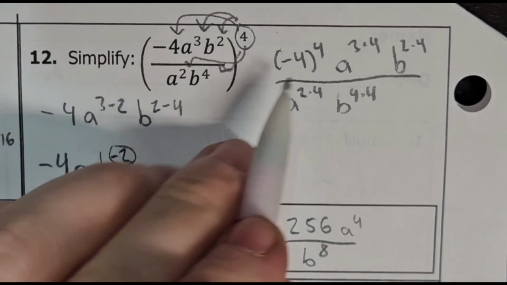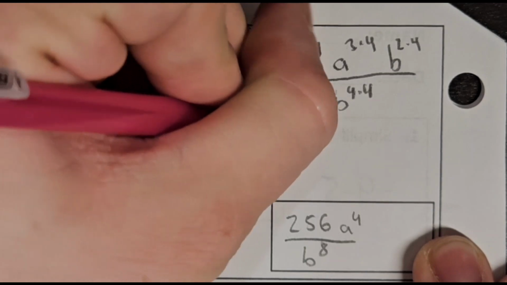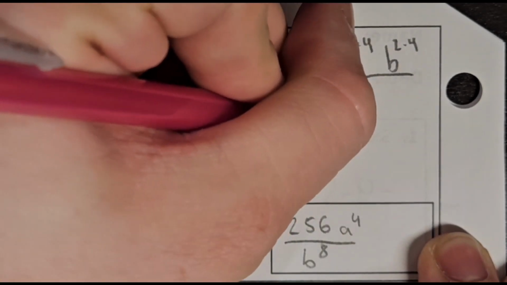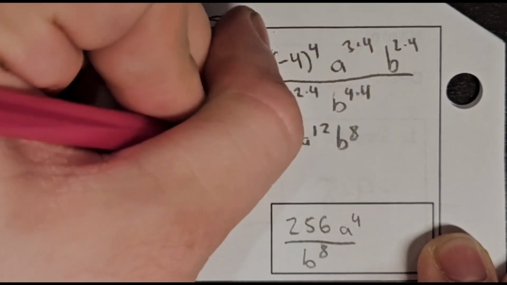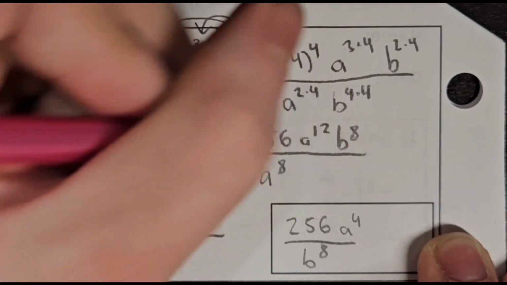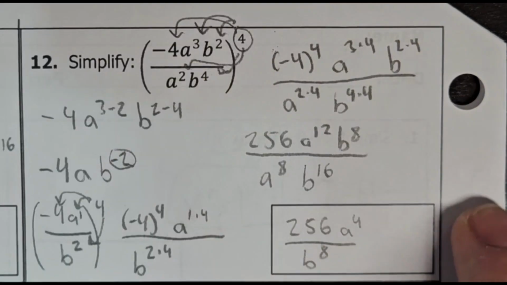From there, we would have negative 4 to the power of 4, that is 256. A to the power of 3 times 4 would be a to the 12th. B to the power of 2 times 4 would be b to the 8th. All over a to the power of 2 times 4 is a to the 8th. And b to the power of 4 times 4 is b to the 16th.